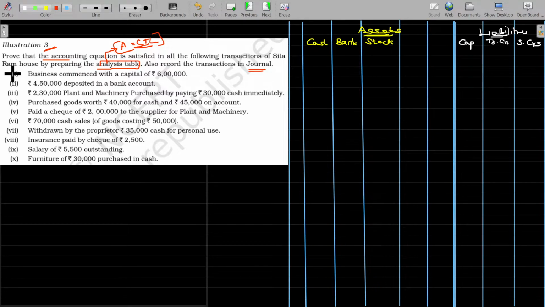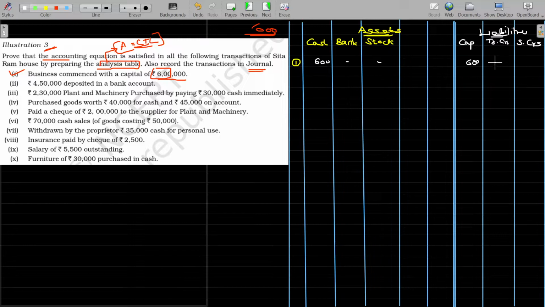Right. Number 1, business commenced with a capital of rupees 6 lakhs. I put the values in thousands; 3 zeros are going to be omitted. So business commenced with a capital of rupees 600,000. Because of the first transaction, capital increases by 600. Parallelly cash also increases by the same amount, 600. Cash balance also increases by the same amount.